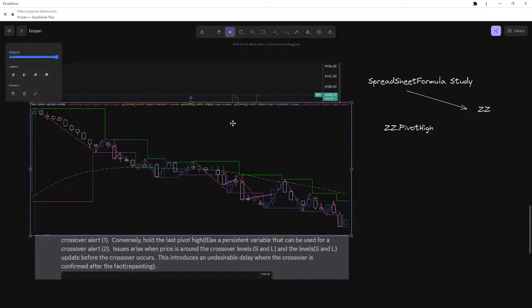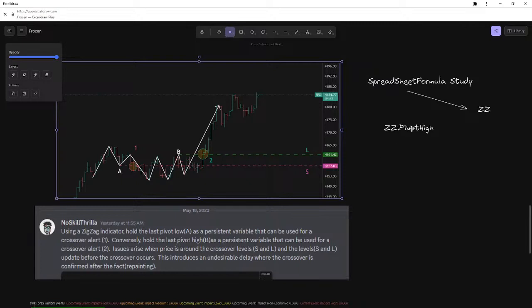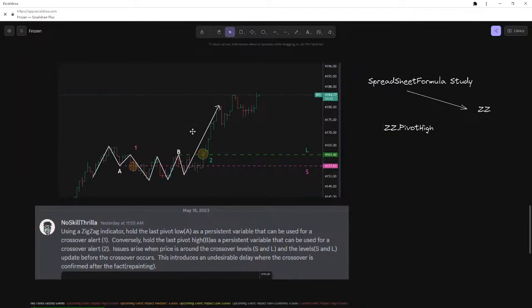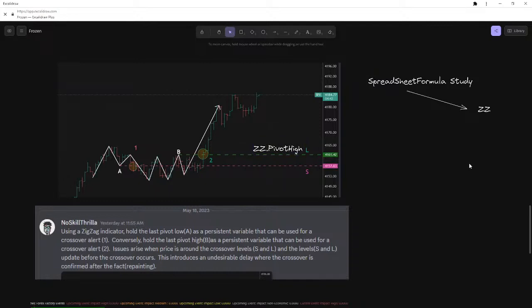Okay, let's pretend that we just have this. Is this L a pivot high? Correct. Okay, let's just work off of this because I think this is a more easily consumable example. So this spreadsheet study is looking at the zigzag study and is at some point referencing a pivot high line, which is a subgraph, I'm assuming, in ZZ. Yeah, in zigzag, it's the reversal price.